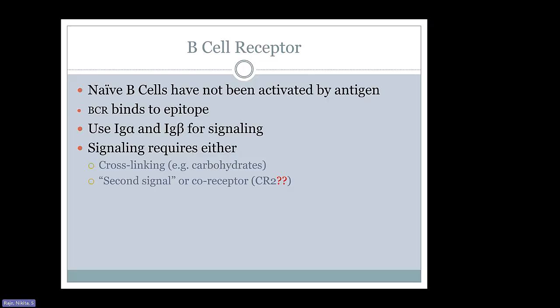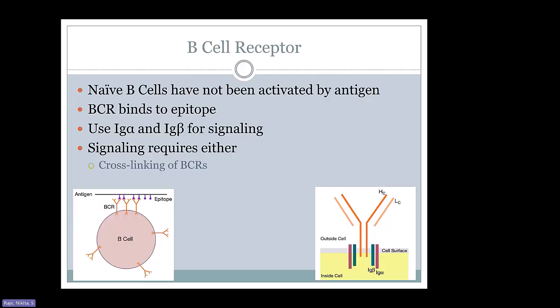Or if there is no cross-linking, then it needs a second signal. The second signal is, we'll talk about that in a little bit here. Let's see. So here is the cross-linking shown where the antigen has repeat epitopes and several BCRs come close to each other to cross-link. Here is a picture of the BCR.